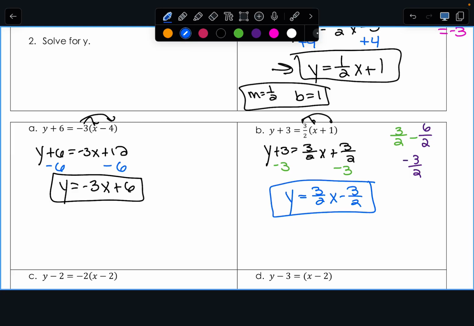Okay. 3, you want it over 2, so you needed to times by 2 to get 2, times by 2 to get 6. That's where my 6/2 is coming in there.